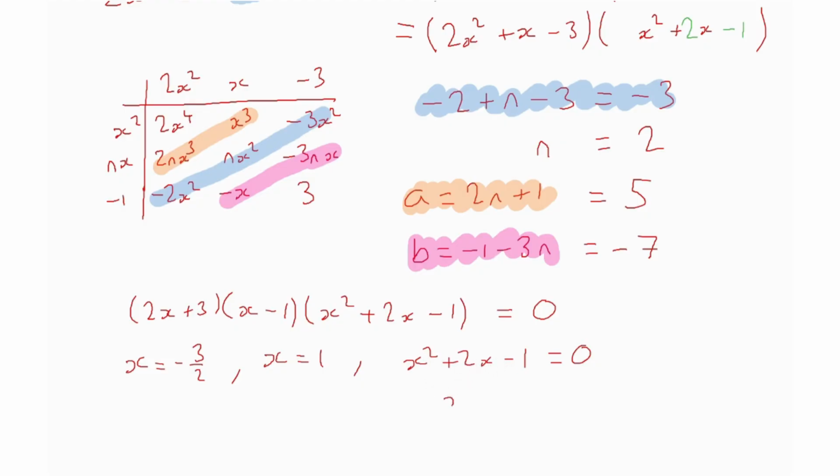And when we do that, we get x is equal to minus 1 plus or minus the square root of 2. So the zeros of this particular question are x equals minus 3 over 2, x equals 1, and x equals minus 1 plus or minus root 2.